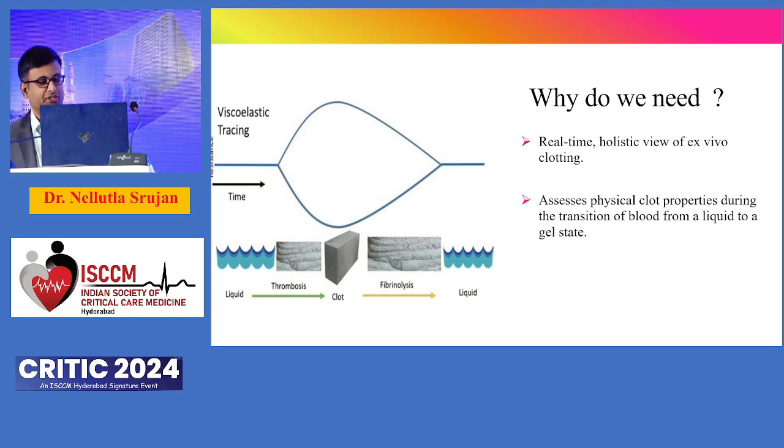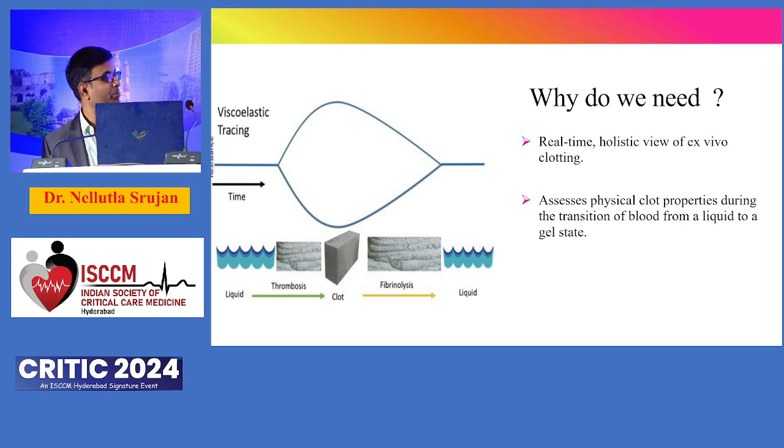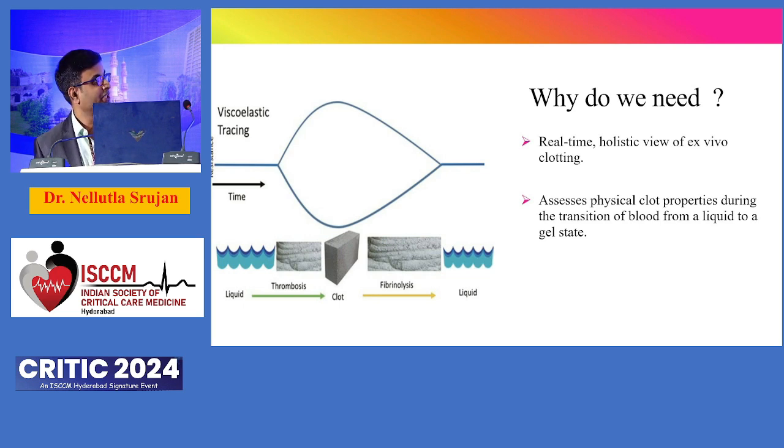Why do we need these viscoelastic tests when we have the conventional coagulation tests? This gives us a real-time, holistic view of ex vivo clotting, and it assesses the physical clot properties during the transition of blood from a liquid to a gel state. That's the reason it's been given the name viscoelastic property of the blood, which is the main principle involved in this testing.